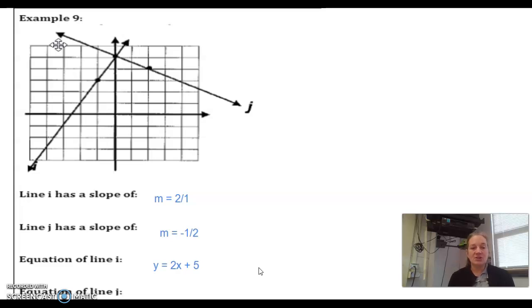Okay. The equation of line J is going to have a different slope, right? It has a slope of negative 1/2 x. I have to take the negative reciprocal, and then my y-intercept actually turns out to be the same, which is kind of different. That doesn't have to be true. They can have different y-intercepts, but in this case, they're the same. So now I want you to do example 10 on your notes.